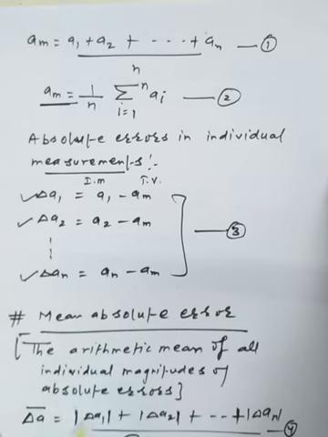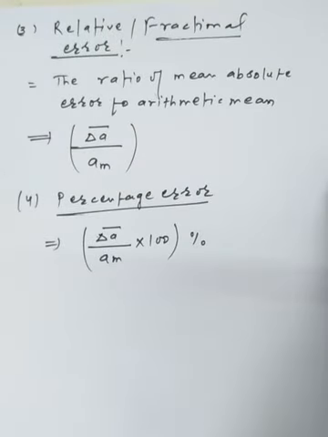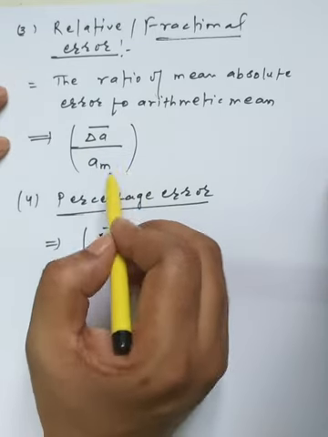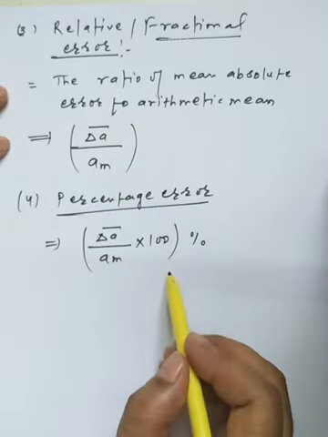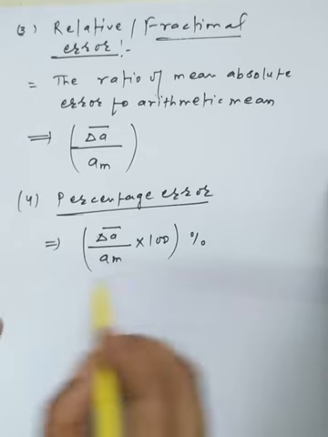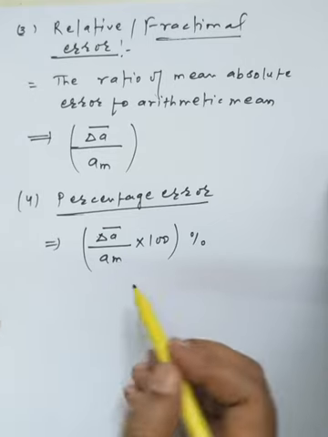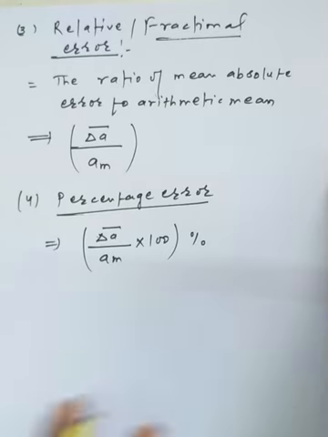Then after that we get the average of all the individual magnitudes of absolute error. So we get the mean absolute error, and in the third part we have the relative or the fractional error. So the ratio of the delta A bar to the arithmetic mean, and then we multiply it by 100, so it will convert into the percentage error. On the basis of these formulas, we are doing a numerical which gives the total explanation.